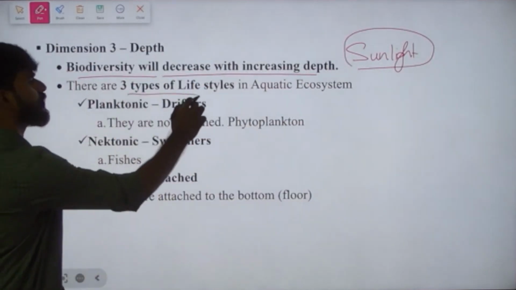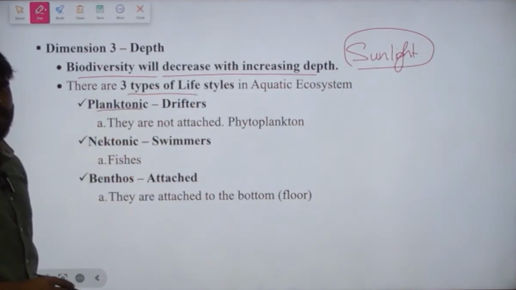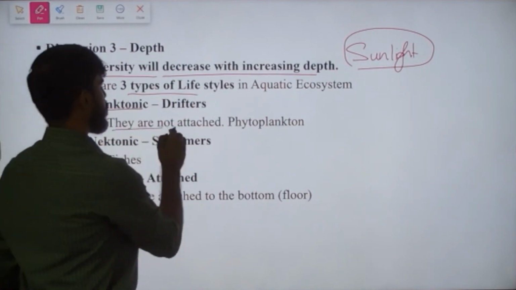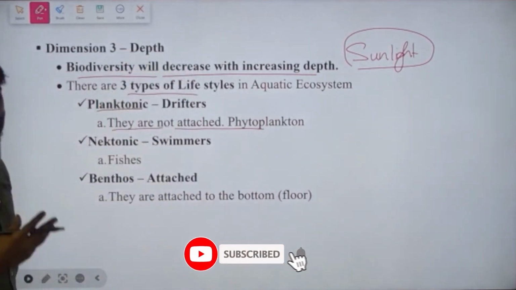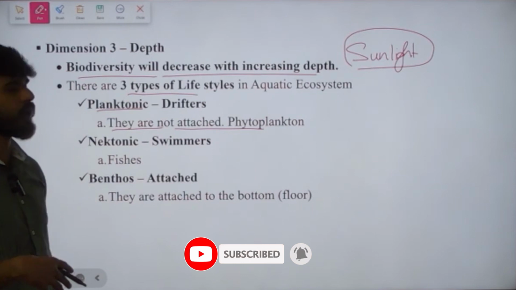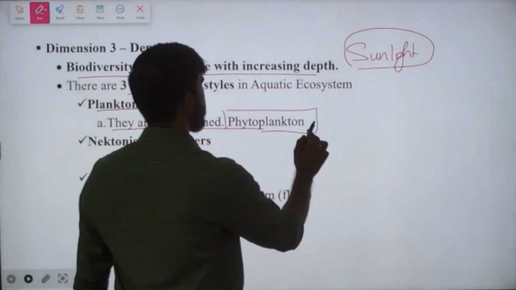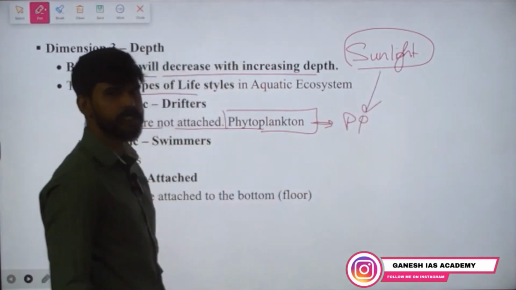There are three types of lifestyles in an aquatic ecosystem. First is planktonic lifestyle. They are also called drifters. What are drifters? Those that are not attached. Any organism or plant that is not attached to the floor is called a drifter. Okay, so the best example here is phytoplankton, which is a primary producer for which sunlight is required.